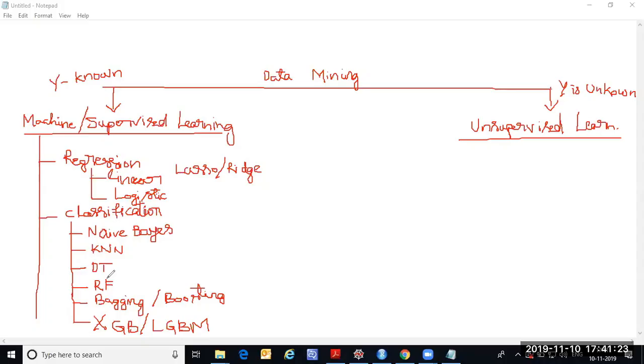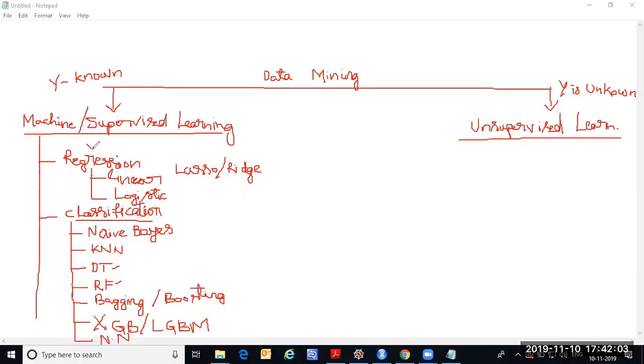We'll also discuss neural networks, artificial neural networks, ANNs. It doesn't mean that we'll make use of all these algorithms just to solve the classification problem. We can use decision trees, random forest, XGB, LGBM, neural networks for solving both regression problems as well as classification problems. What are regression problems and what are classification problems?